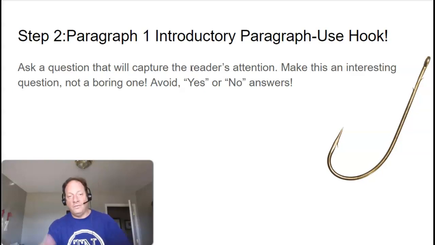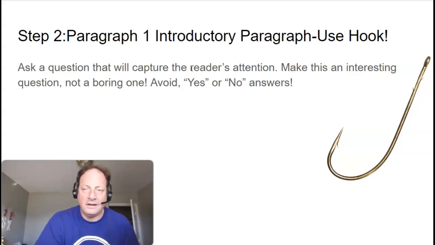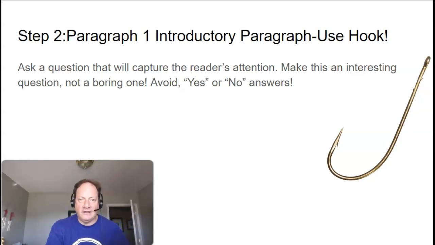To do this, one of the techniques that we've talked about this week is you can ask a question that will capture the reader's attention. That's the simplest thing to do. If you choose to do that though, you want to make sure it's an interesting question and not a boring one. Do you like cats or dogs? Do you like iPhones or Android? Do you like chocolate or vanilla?